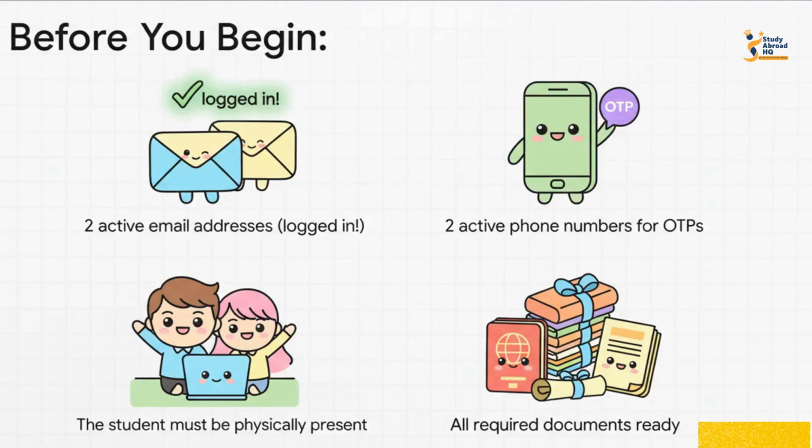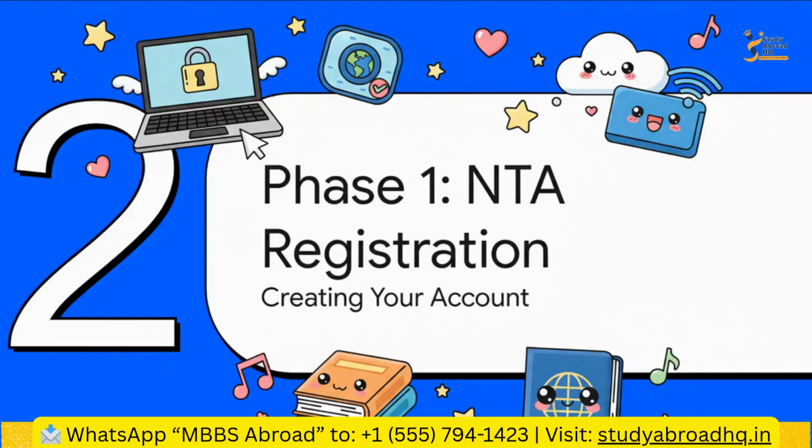Make sure you're already logged into your email accounts because some of those one-time passwords, the OTPs, can expire in like 30 seconds. And this is a big one. If you're a parent filling this out, the student absolutely has to be there with you. There's a live photo step later, and trust me, you do not want to be scrambling when that clock is ticking.